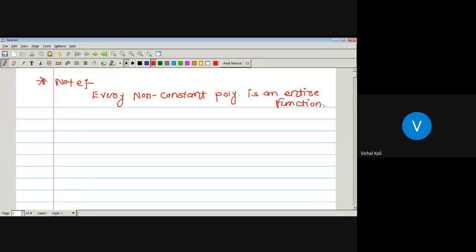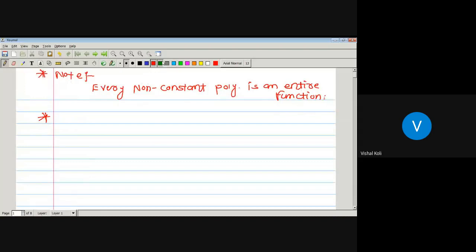Okay, in Cauchy's theorem we have used the radius of convergence. So today we will see some examples of how to find the radius of convergence. First let us see what the radius of convergence is. Radius of convergence is nothing but the distance between the center of that power series and the nearest singular point.